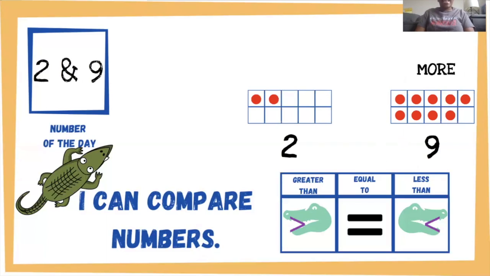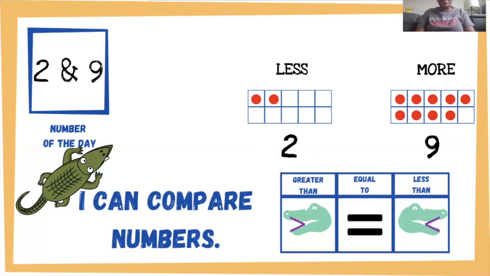The frame that has the least amount of dots or the fewest number of dots, we call that less. Which frame has the fewest amount of dots? That's right, 2, because 2 is less than 9.